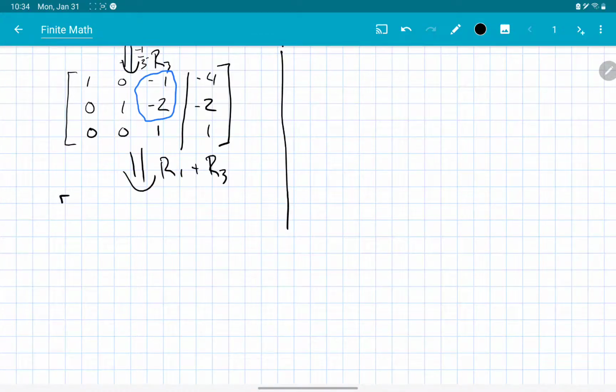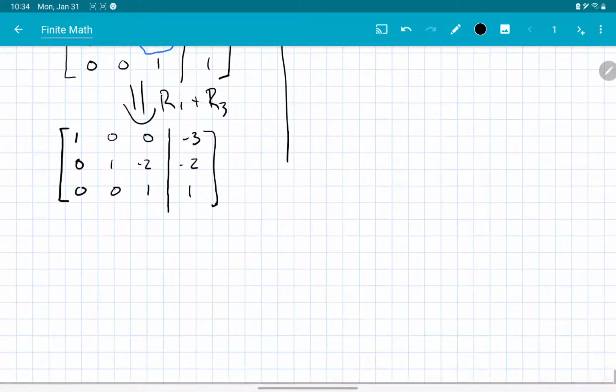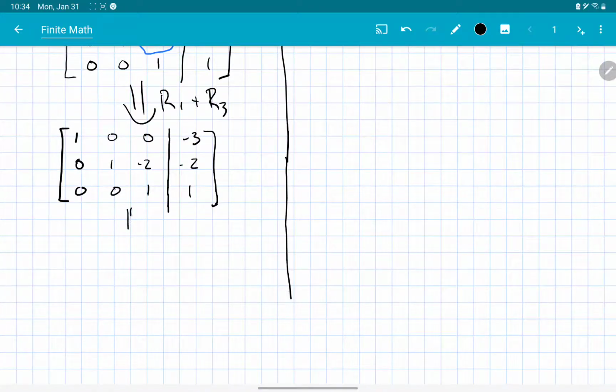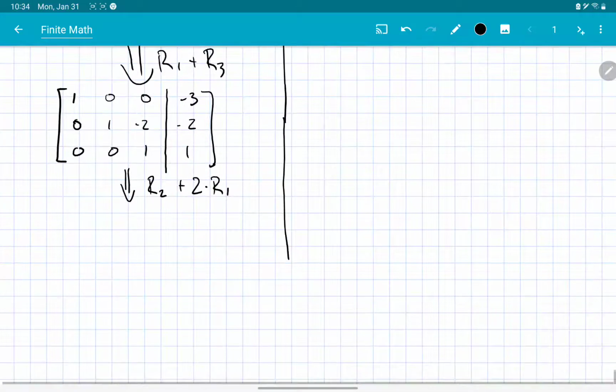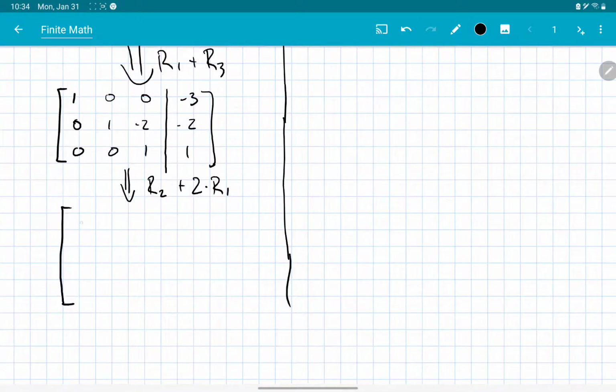There's no scratch work I need to do for this one because I'm not multiplying that third row times anything. -1 plus 1 is 0. -4 plus 1 is -3. Okay. And finally, I'm going to take row 2 plus 2 times row 1 to finish this up. 1, 0, 0. -3, 0, 1.